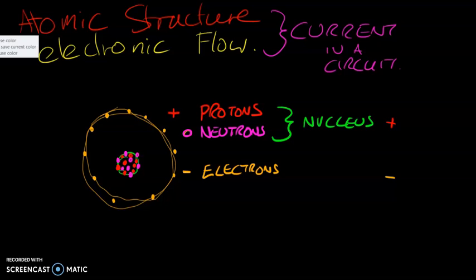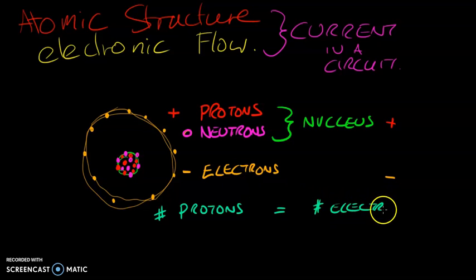Now, normally speaking, in a balanced state with no forces applied or anything else going on, our atom will be in a neutral state overall, because the number of protons will equal the number of electrons. That means we have all of our pluses equal all of our minuses. So we are in a neutral state, no overall electrical charge. Okay, so how do we get electricity to flow?